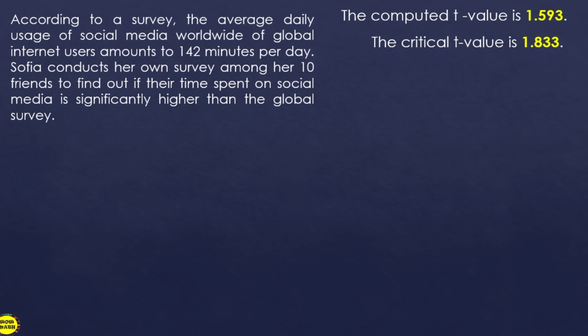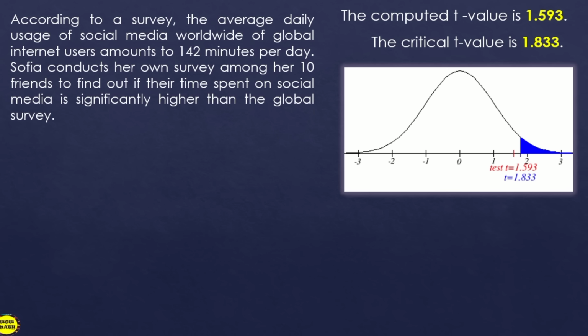pwede na natin sketch yung t-distribution curve para ma-label natin yung rejection region and non-rejection region. So makita rin natin kung nakapasok ba yung computed t-value natin sa rejection region or nandun siya sa part ng non-rejection region.